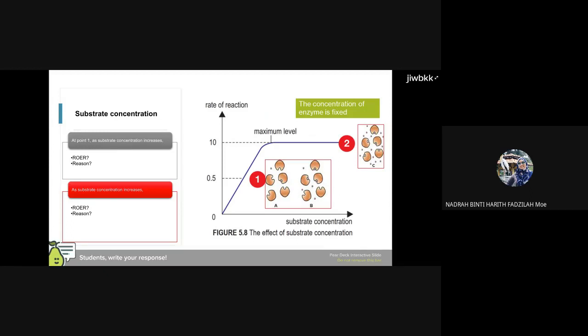Kita gunakan, bila kita nampak graf, kita nyatakan dulu rate of reaction dia tinggi ke atau rendah, increasing ke decreasing. As substrate concentration increases, rate of enzyme reaction increases ke decreases. Tell me a reason why. So setiap satu point tu at least kena ada 2 ayat.